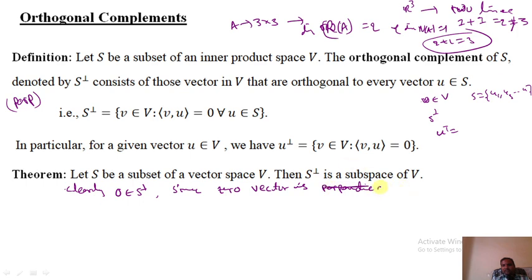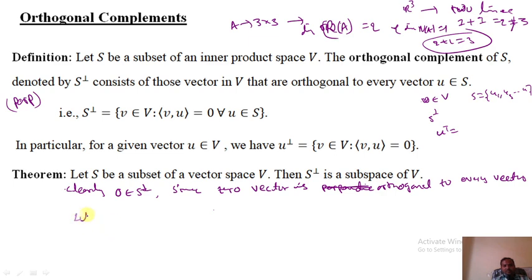We know the 0 vector is perpendicular to S; you have to use orthogonal. Line means perpendicular, vector is orthogonal. The 0 vector is orthogonal to every vector, and a vector orthogonal to every vector means it's in S perp. That means clearly 0 belongs to S perp.